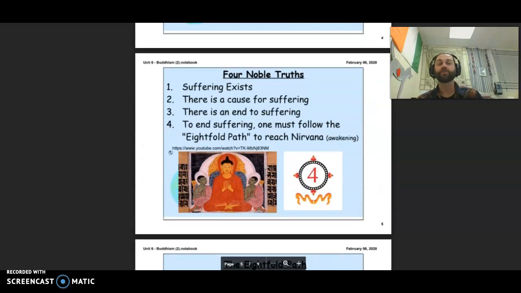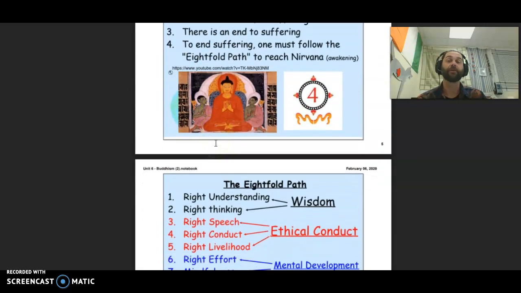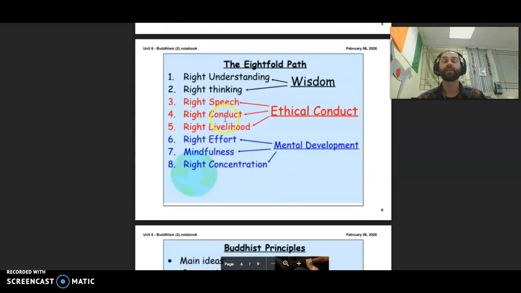He understood the 4 noble truths, right? And this leads to the Eightfold Path, which leads you to Nirvana, which is a divine awakening. And you have to understand that suffering exists, there's a cause for suffering, and there's an end to suffering. To end one's suffering, you must follow the Eightfold Path. So when you look at the Eightfold Path, these reduce into elements like wisdom, ethical conduct, and mental development.